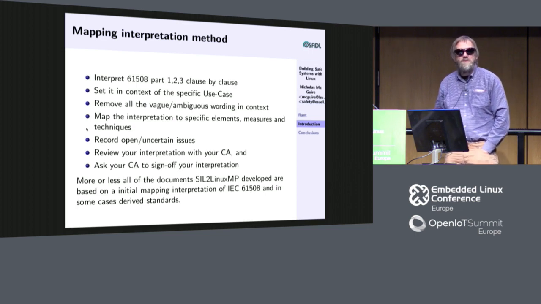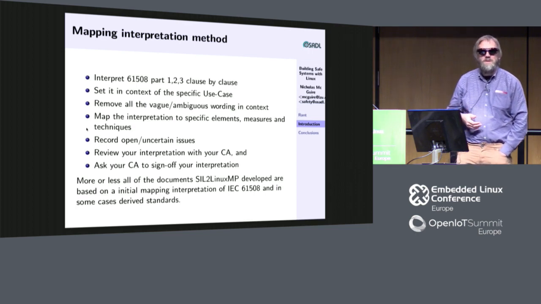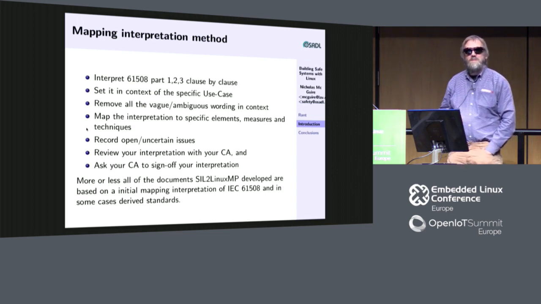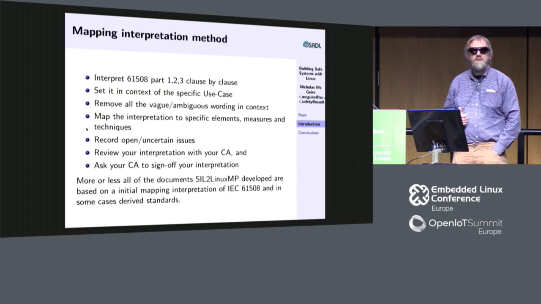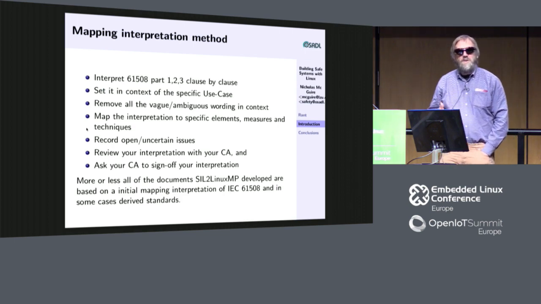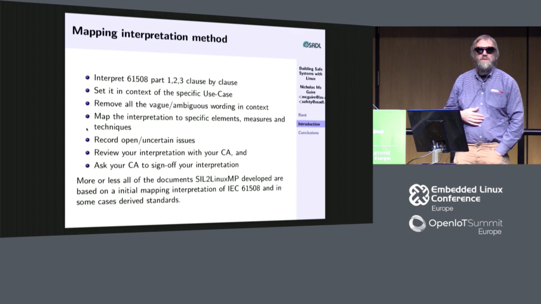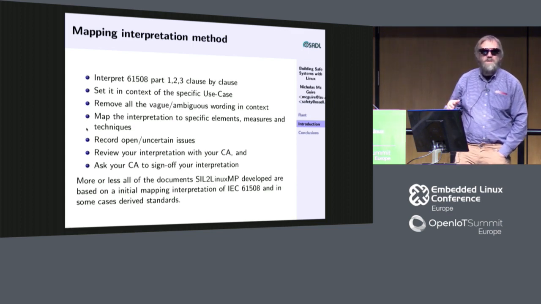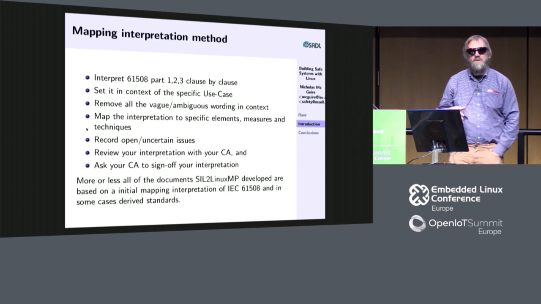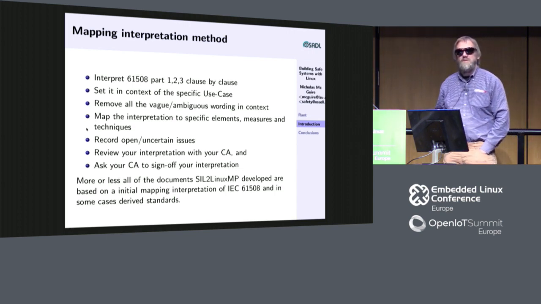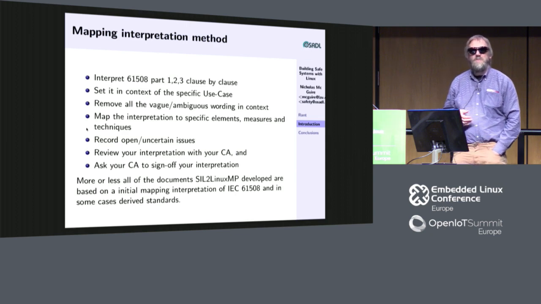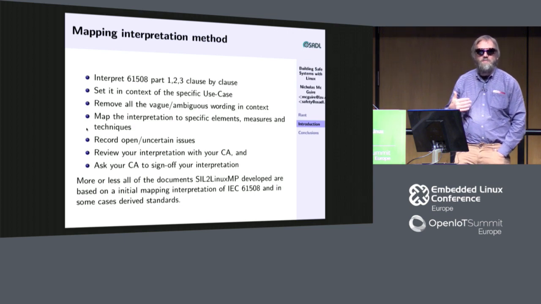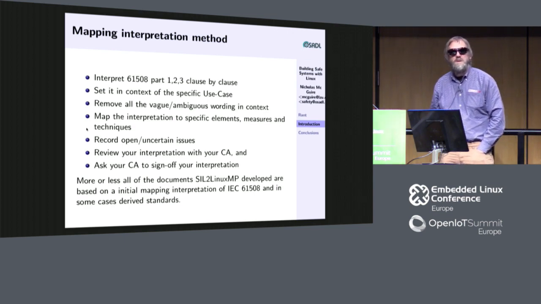Then there are clauses in the standard that simply don't apply to you because they only apply to a one out of one system or only to a fail operational system. And if you're a fail-safe system, you can skip them. They just descope it. So you have to do this clause by clause interpretation, removing the vague wording and putting it into context. And as I said, safety is a system property and certification is a system property as well. So you are creating the certification roadmap for your particular system.